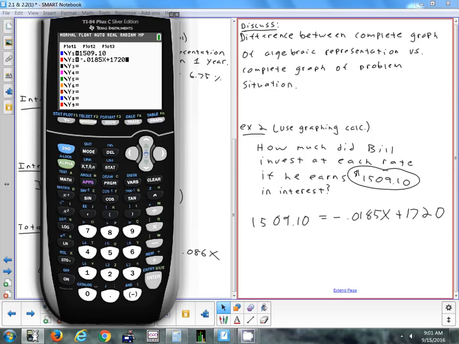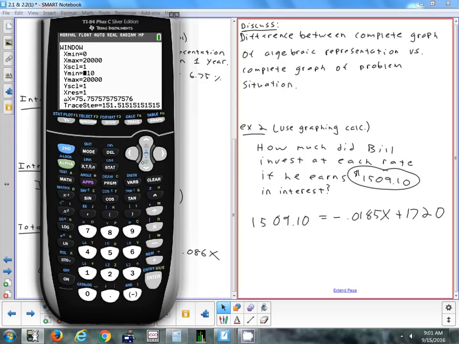So we already know the most money Bill can invest is how much? 20,000. So that gives me an x max of 20,000. What's the minimum x could be? Yeah, the minimum x could be 0, if he doesn't invest any money in the one account and puts it all in the other one.